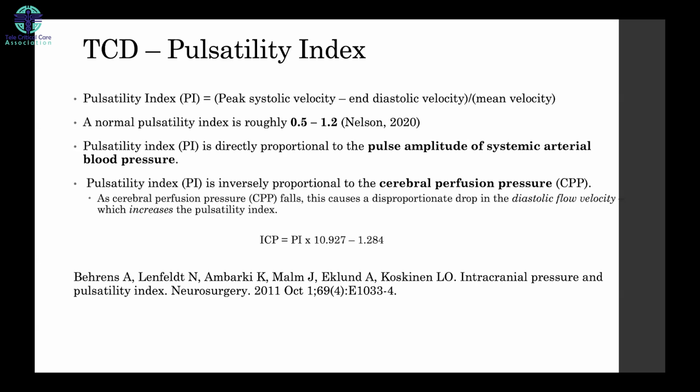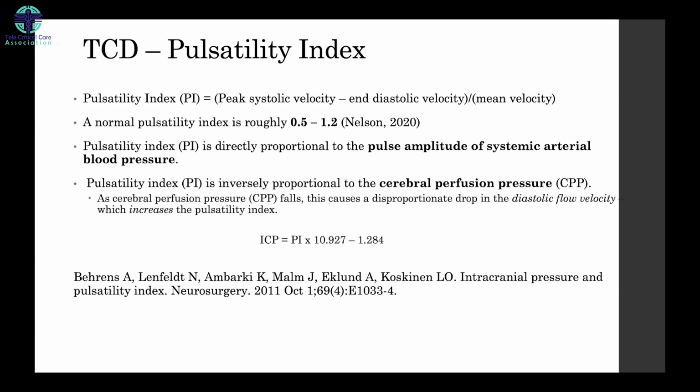The normal range of pulsatility index falls between 0.5 to 1.2. A value of more than 1.2 indicates that there is increase in the intracranial pressure. And there is a formula which has been used to estimate the intracranial pressure using the pulsatility index. That formula is pulsatility index into 10.927 minus 1.284. And a higher pulsatility index means there is reduction in the cerebral perfusion pressure. So pulsatility index and the cerebral perfusion pressure are inversely proportional.